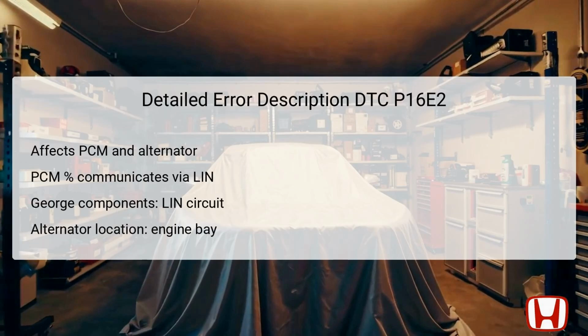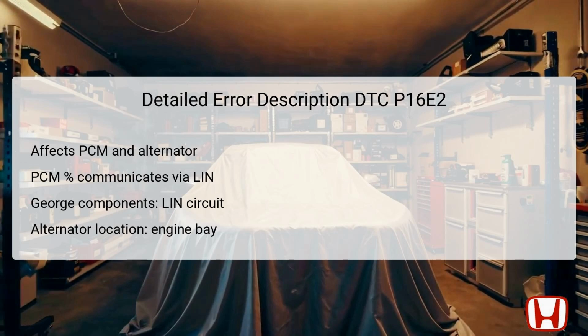The DTC P16E2 indicates an issue concerning the Powertrain Control Module, PCM, and the alternator's ability to communicate properly. The PCM is responsible for managing engine operations and monitoring various components, including the alternator through the LIN system, which ensures accurate communication between components. The alternator is located in the engine bay and plays a vital role in generating electricity to power the vehicle's electrical systems. Any failure in communication between these components can lead to abnormal system behavior.